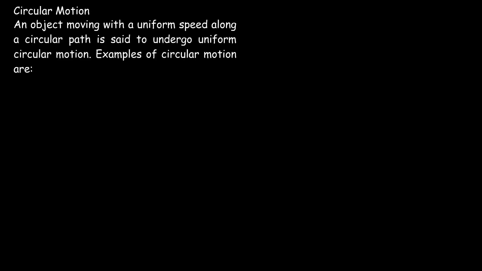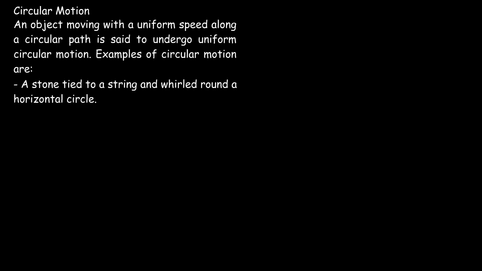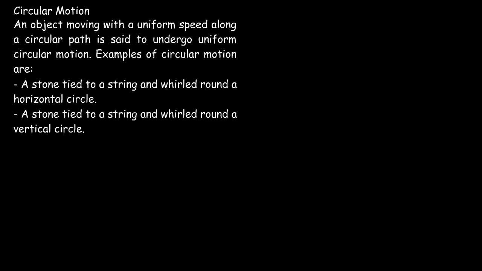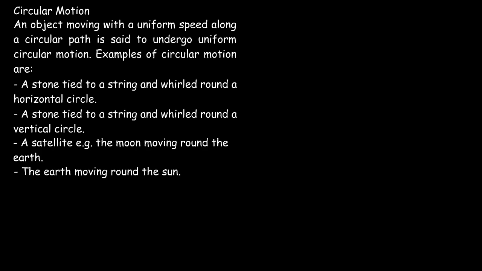Today we'll be discussing circular motion. An object moving with a uniform speed along a circular path is said to undergo uniform circular motion. Examples of circular motions are a stone tied to a string and whirled around a horizontal circle, a stone tied to a string and whirled around a vertical circle, a satellite, e.g. the moon, moving around the earth moving around the sun.